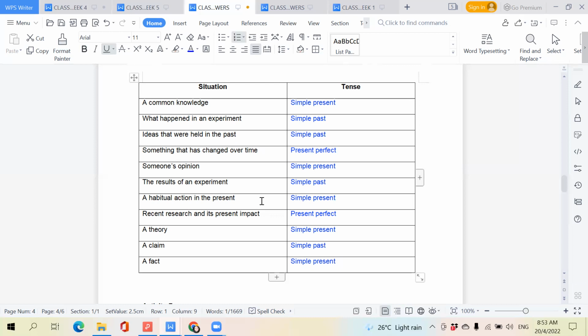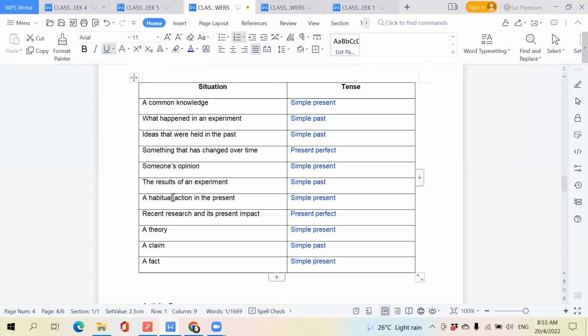Habitual action means something that you do all the time. Every day you do this. For example, you like to take shower at 7 a.m. So this is something that you've been doing since you were in primary school, for example, until now you're at the university, you still like taking shower at 7 a.m. This is a habitual action. Or for example, you like to go jogging every morning, that is also a habitual action.